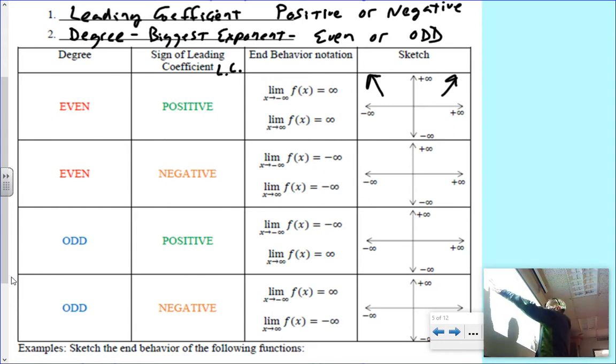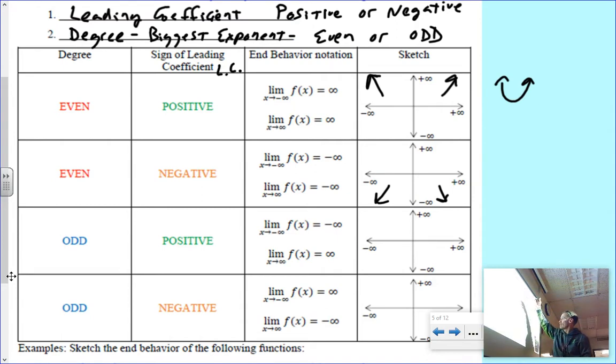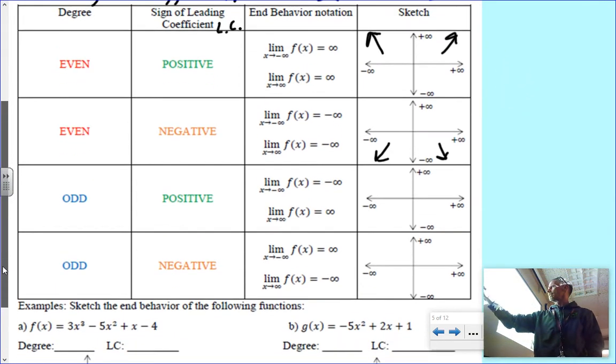How about if it's even and a negative LC? You'll see the limit notation. Now on the left, it's going down, and on the right, it's going down. So kind of like that. The easiest example of this is your old friend, the parabola from Algebra 2, because that's an x squared function. If your leading number was positive, it's going up. If your leading number was negative, it was going down. Kind of like that, right? But it's the same case for fourth power, sixth power, whatever, if it's an even number.